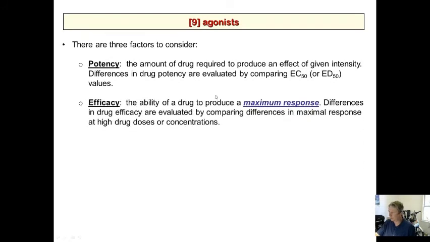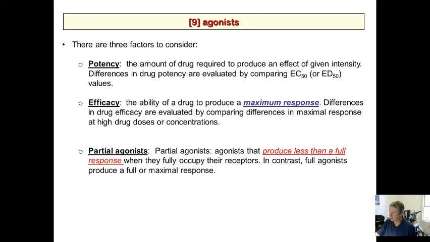Efficacy is the ability of the drug to produce a maximal response, right? And we're going into agonists right now. I forgot to mention that. So we'll first talk about agonists, and then we'll talk about antagonists. Efficacy is the ability of a drug to produce a maximal response. So is it a good drug or bad drug? Is it efficacious? Differences in drug efficacy are evaluated by comparing differences in the maximal response at high doses or concentration. We'll show that in a figure in a second.